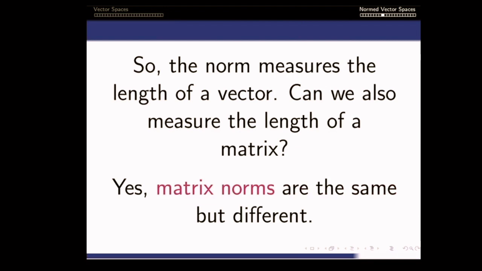Okay, so the norm measures the length of a vector. Can we also measure the length of a matrix now? Yeah, the answer is matrix norms are the same, but different. We will discuss this now in the last part of our lecture. See you then.